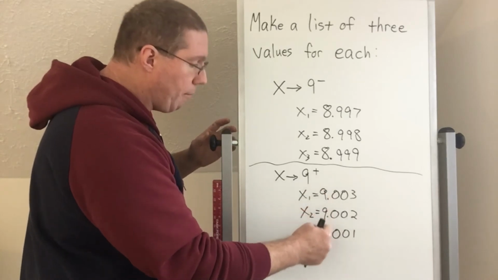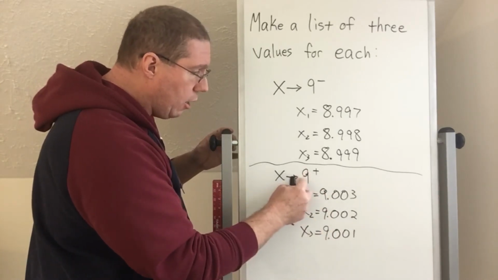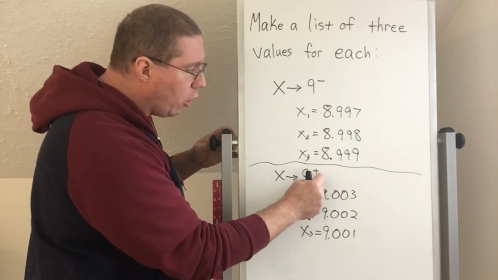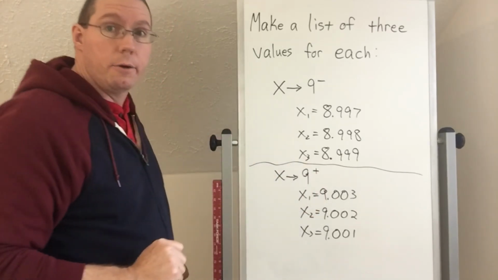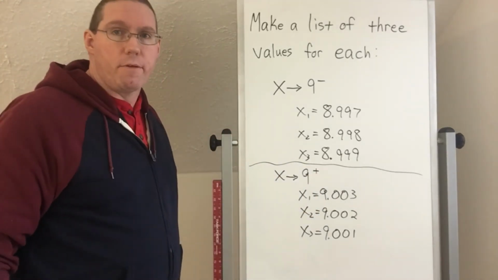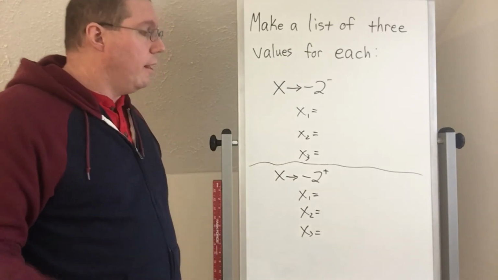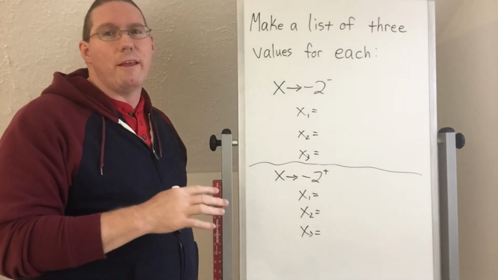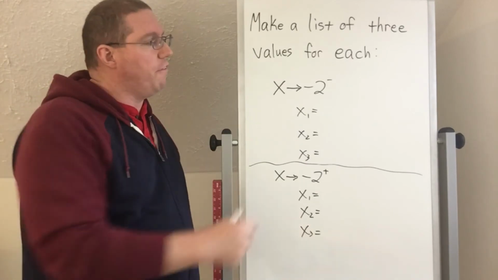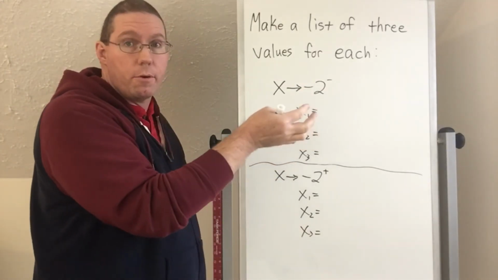So we're getting incrementally closer to 9 with numbers that are larger than 9, okay? Let's just do a couple more examples of these. All right, so here's another example that you can try, but these are a little harder. It's not really harder, it's just that some people get confused when we use negative numbers, okay?